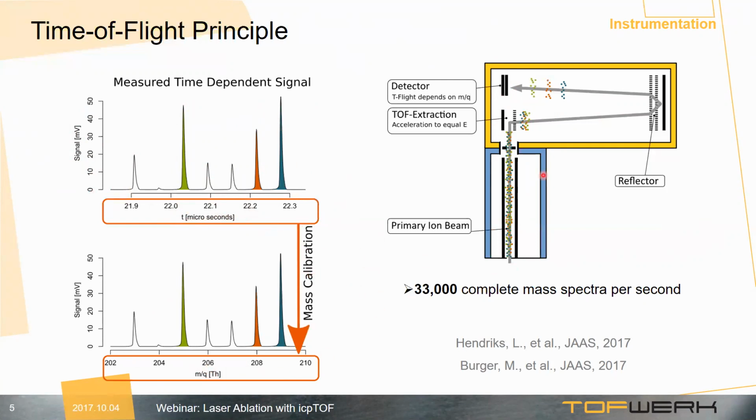The idea is that this all happens very quickly. This pulsed extraction happens at a frequency of 33 kilohertz, which means that you record 33,000 mass spectra per second. If you want to read up on the specifications of the icp-TOF, there are two recent papers. Hendriks et al. described the system in solution mode, and Burger et al. describe it in laser ablation mode.